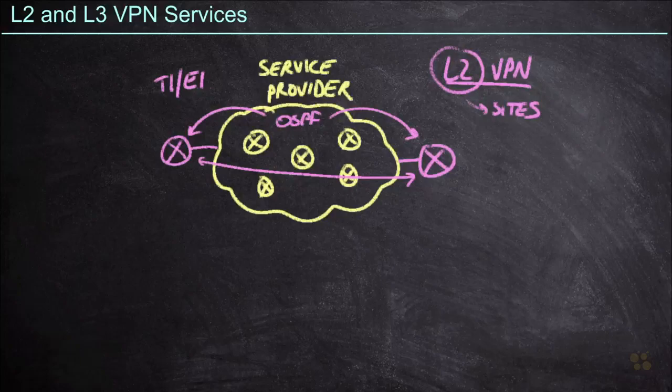Now, when we look at Layer 2 VPN technologies, there are two primary technologies we need to be aware of. The first is going to be the Virtual Private LAN Service, or VPLS.